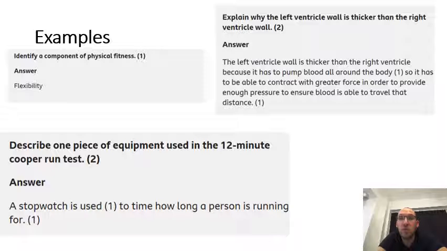Explain why the left ventricle wall is thicker than the right ventricle wall for 2 marks. So the left ventricle wall is thicker than the right ventricle because it has to pump blood all around the body. That's 1 mark. So it has to be able to contract with greater force in order to provide enough pressure to ensure blood is able to travel that distance. That is your 2nd mark.